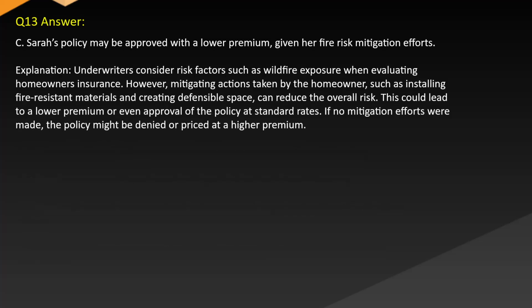Answer: C. Sarah's policy may be approved with low premium, given her fire risk mitigation efforts. Explanation: Underwriters consider risk factors such as wildfire exposure when evaluating homeowners insurance. However, mitigating actions taken by the homeowner, such as installing fire-resistant materials and creating defensible space, can reduce the overall risk. This could lead to low premium or even approval of the policy at standard rates. If no mitigation efforts were made, the policy might be denied or priced at higher premium.